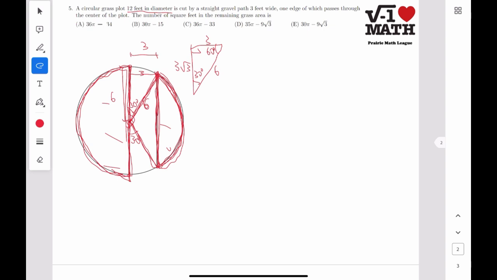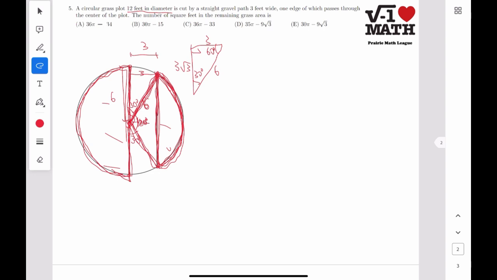Now this entire angle has measure 180 degrees. So this part has measure 120 degrees. And 120 degrees is 1/3 of 360. So this sector here is 1/3 the area of the entire circle. And now we wish to find the area of the triangle.